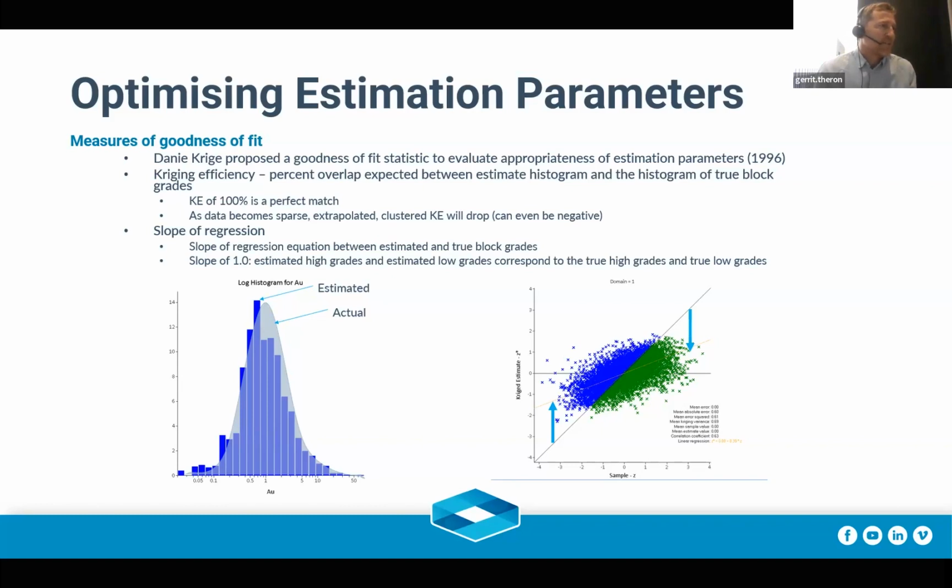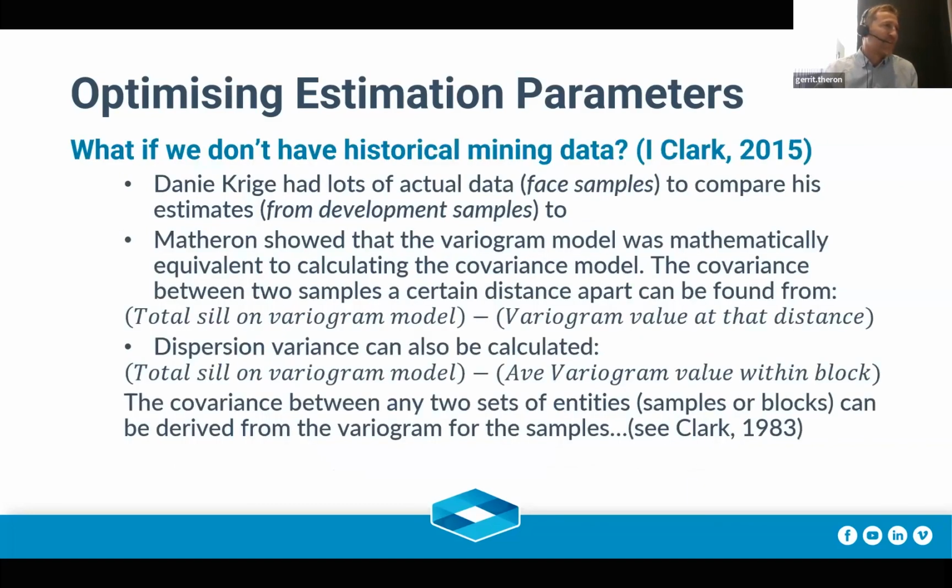So we want to get it as close as possible to 1. And if it's close to 1, it means the estimated high grades and the estimated low grades correspond to the true high grades and the true low grades in our data. Okay, so we're going to look at how these two methods are used to optimize our estimation parameters. There's a little bit more theory that I added just for some background.